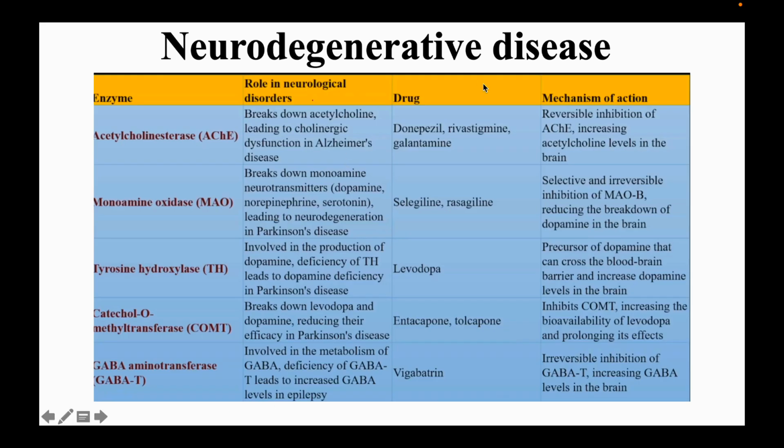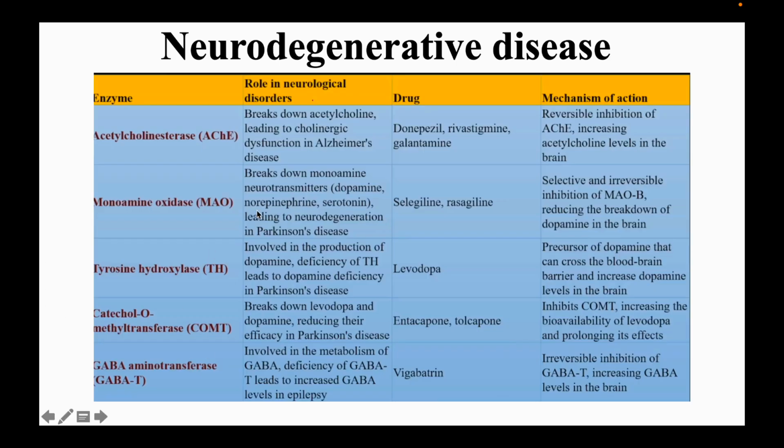Then we move on to neurodegenerative diseases. So we already studied acetylcholinesterase, which is used to treat Alzheimer's and Parkinson's disease. This acetylcholinesterase breaks down acetylcholine, and acetylcholine is a neurotransmitter which works on the different nerve endings. The mechanism of these drugs is that they reversibly inhibit the acetylcholinesterase enzyme, and it will sufficiently decrease the acetylcholine levels in the brain.